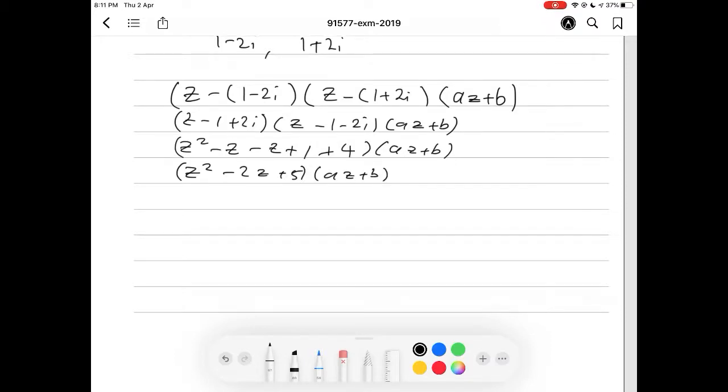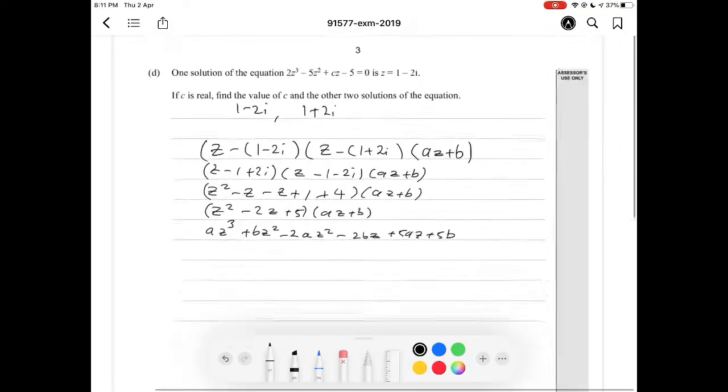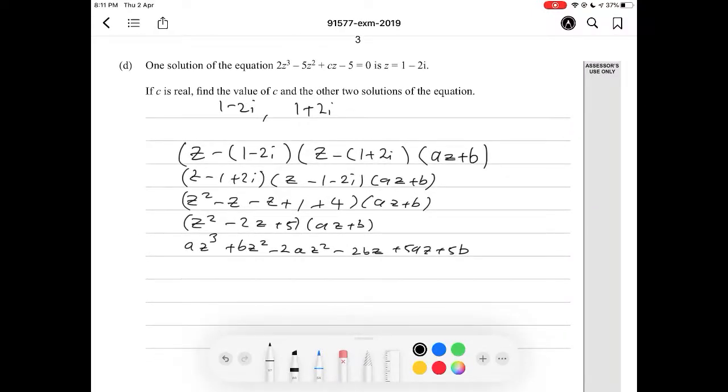So now we can expand this third bracket. So we can say az squared. Oh, sorry, az cubed. Sorry, my bad. Az cubed plus bz squared minus 2az squared minus 2bz plus 5az plus 5b, and that is our roots. Okay, so we know that one solution of the equation is 1 minus 2i. So looking at this, we know that a here must be 2, and that's because that's the only term with z cubed. That means a must be equal to 2. So that's what we know for sure.